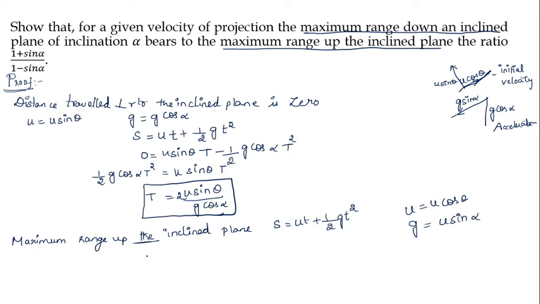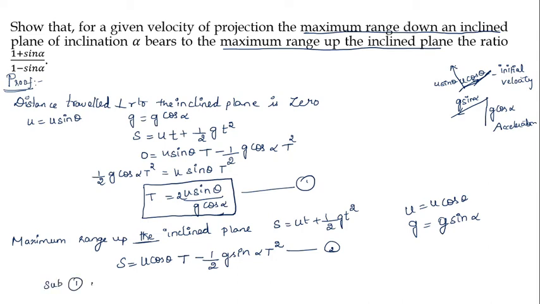So this will be S, that means range, equals u cos theta into capital T minus half into g, where g is nothing but g sine alpha, into t squared. Now we are going to substitute t in this equation. So mark this as equation 1 and this as equation 2. Substitute 1 in 2.